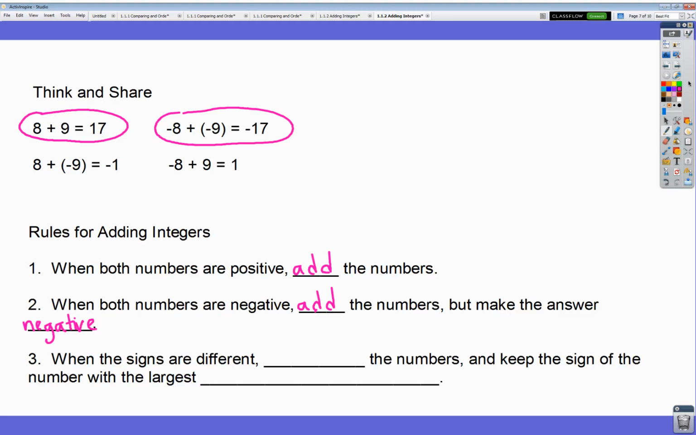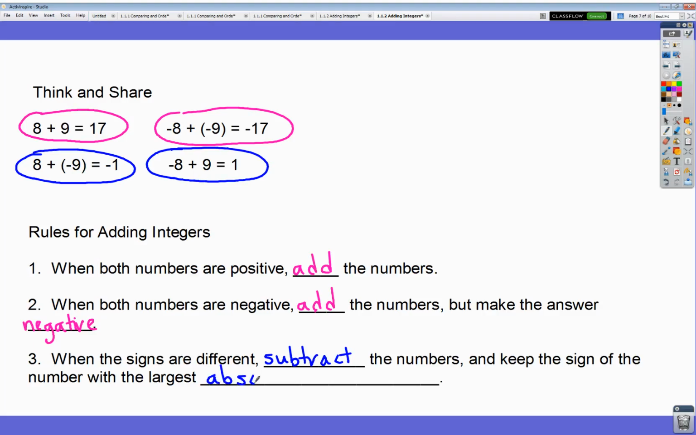And the third example, I'll switch to a different color here. For both of these, we have different signs. Now the difference between 8 and 9 is just 1 unit. So when the signs are different, we're actually going to find the difference or subtract the numbers, and we're going to keep the sign of the number with the largest absolute value.